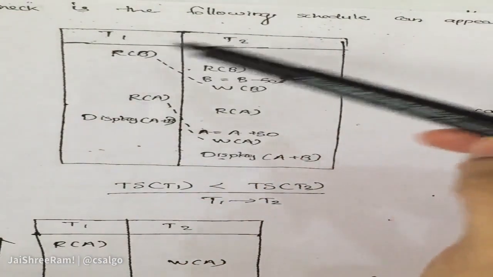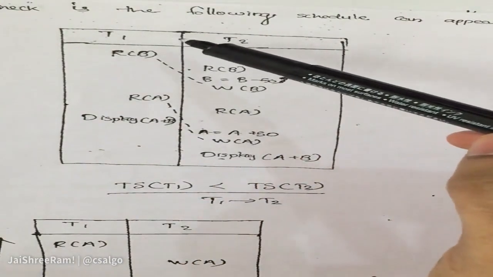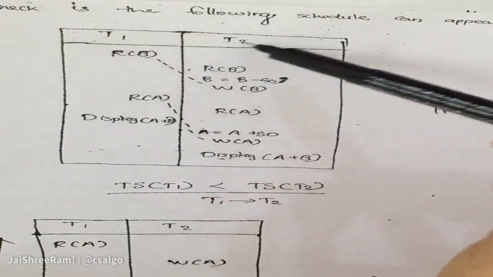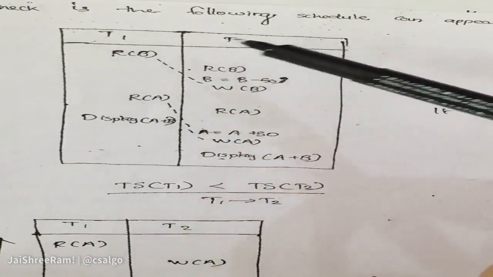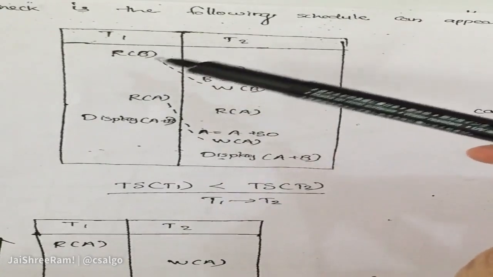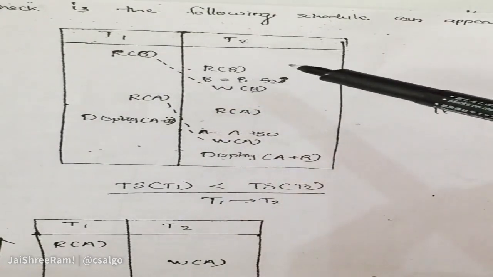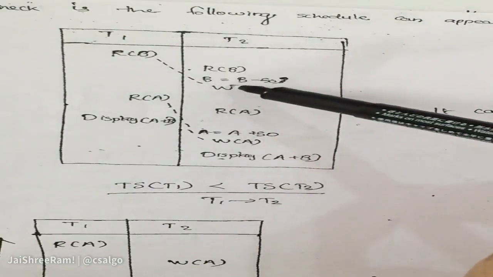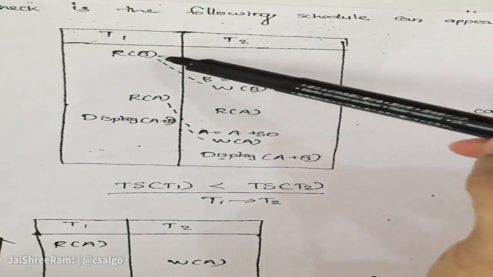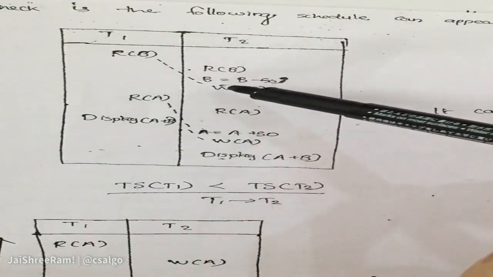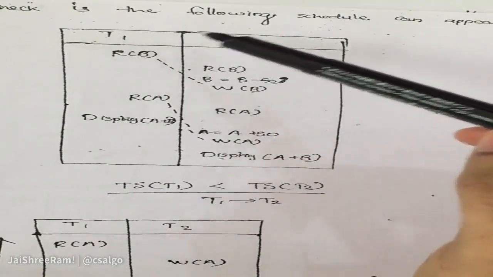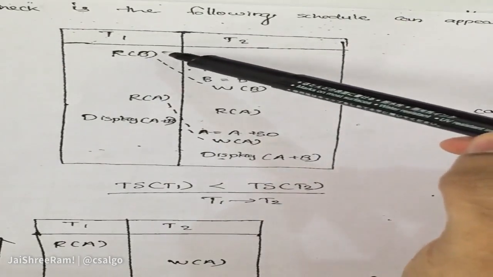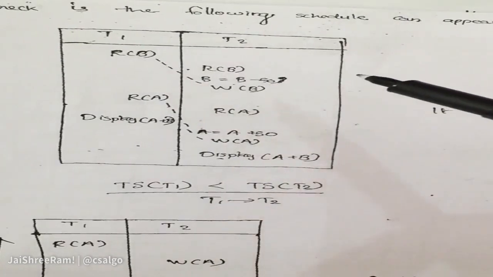See this. In this schedule, T1 is happening early, right? Which means T1's timestamp is less than T2, right? So if there are any conflicts between T1 and T2, T1's operation should first be done and then T2, right? Now see this. There is a conflict here. Here there is read B and there is write B, isn't it? There is a conflict. Now in this case of conflict, since T1's timestamp is less compared to T2, T1's operation should be done first. Yes.